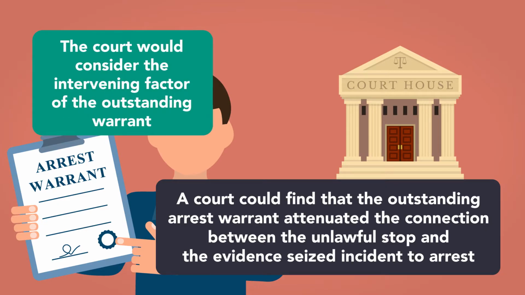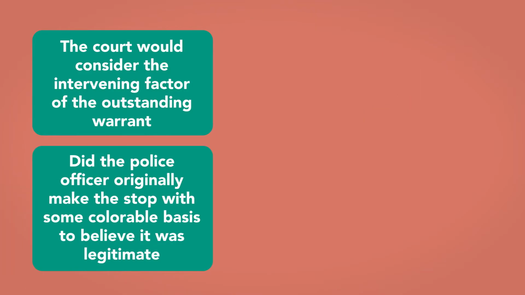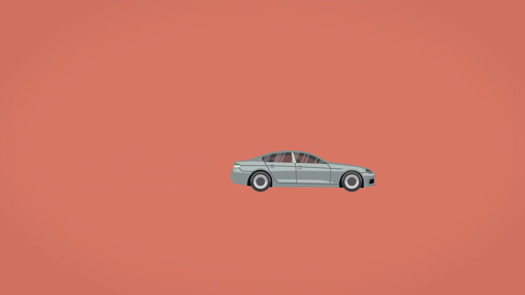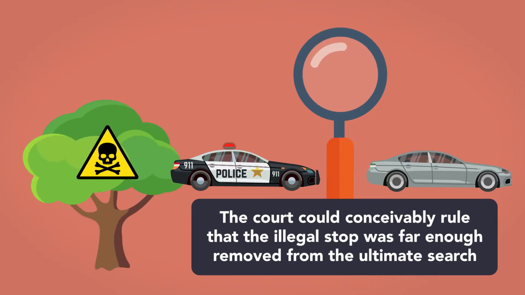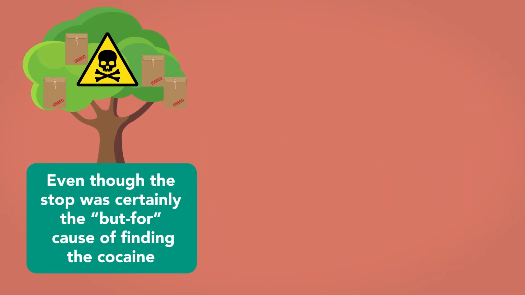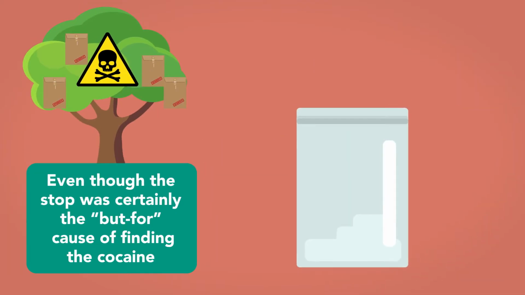The court would consider the intervening factor of the outstanding warrant, which was obviously not a product of police misconduct, and may also consider whether the police officer originally made the stop with some colorable basis to believe that it was legitimate. If the initial stop was an honest mistake, the court could conceivably rule that the illegal stop was far enough removed from the ultimate search to avoid applying the fruit of the poisonous tree rule, even though the stop was certainly the but-for cause of finding the cocaine.